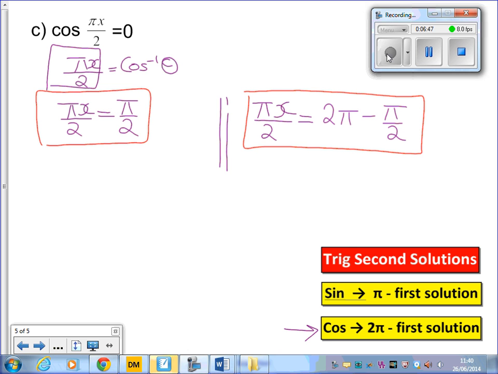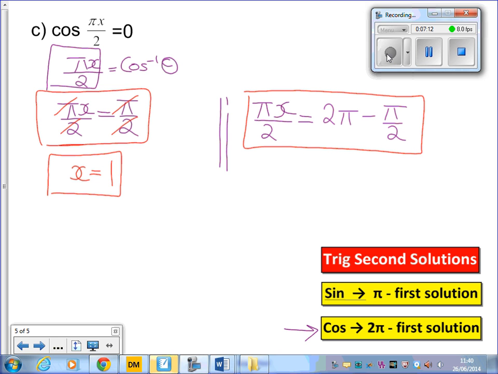Now you can just put this into your calculator if you'd like to, but if we look at this, both sides have got 2, so I can just cancel those out, and both sides have got pi, so they can cancel also. This side then I'm left with just x, and on the other side 1. My first solution is x equals 1.